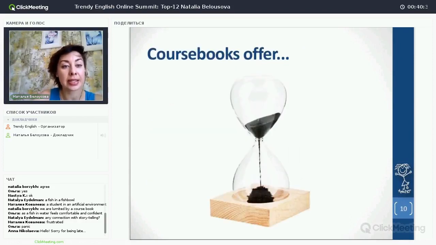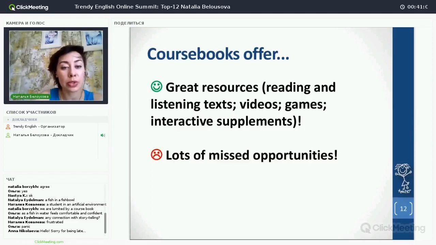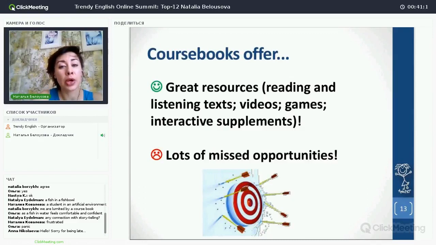We're going to look at something that course books offer. As I said, modern course books are fantastic, and they contain a lot of great resources. There are publishers like National Geographic or Cambridge, and you can find authentic and authentic-like texts, both reading and listening materials, lots of videos, lots of supplementary materials. But in terms of exploiting these materials, I think course books also offer a lot of missed opportunities that we as teachers might notice and use. So we're going to do the following today.